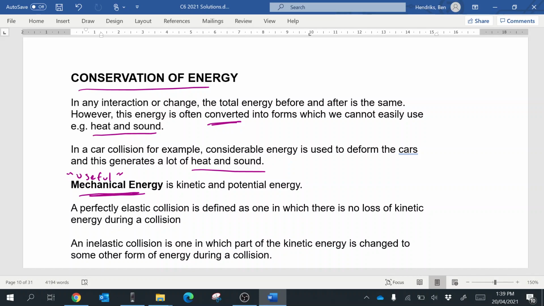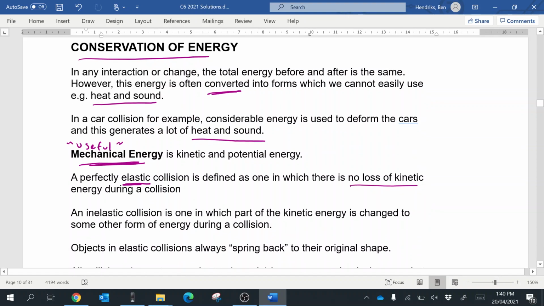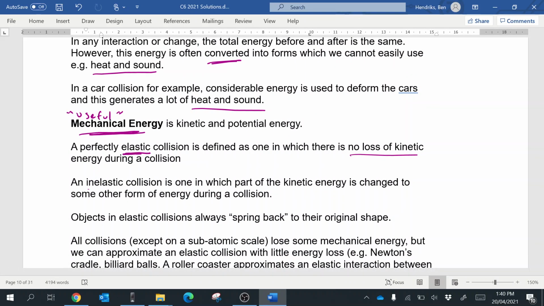Okay, a perfectly elastic, so this is that word again, elastic collision is defined as one in which there is no loss of kinetic energy during the collision. Okay, so if there's no loss of kinetic energy, then that is an elastic collision. An inelastic collision, not elastic, collision is one in which part of the kinetic energy is changed to some other form of energy during a collision. Okay, objects in elastic collisions always spring back to their original shape.